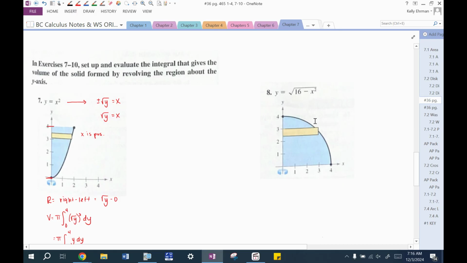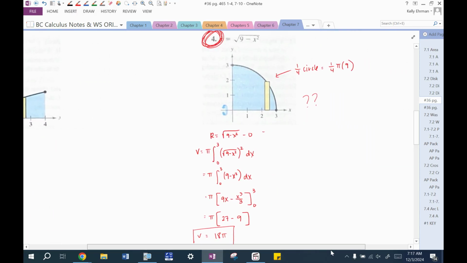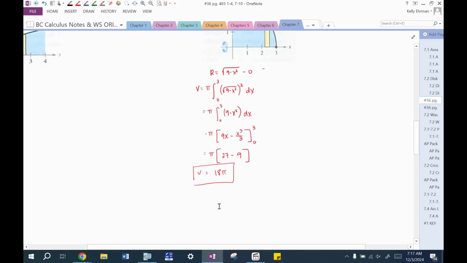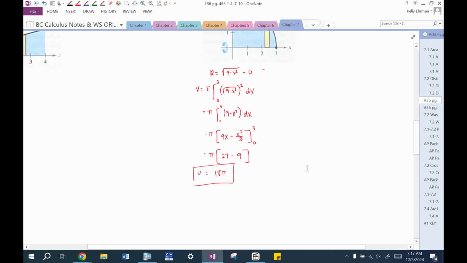Okay, here's another. Oh, you know what? Sorry, I was thinking area on this one. Okay, things are fine. Area is 9 pi over 4, but I wasn't finding area, I was finding volume. So, okay, that explains that.